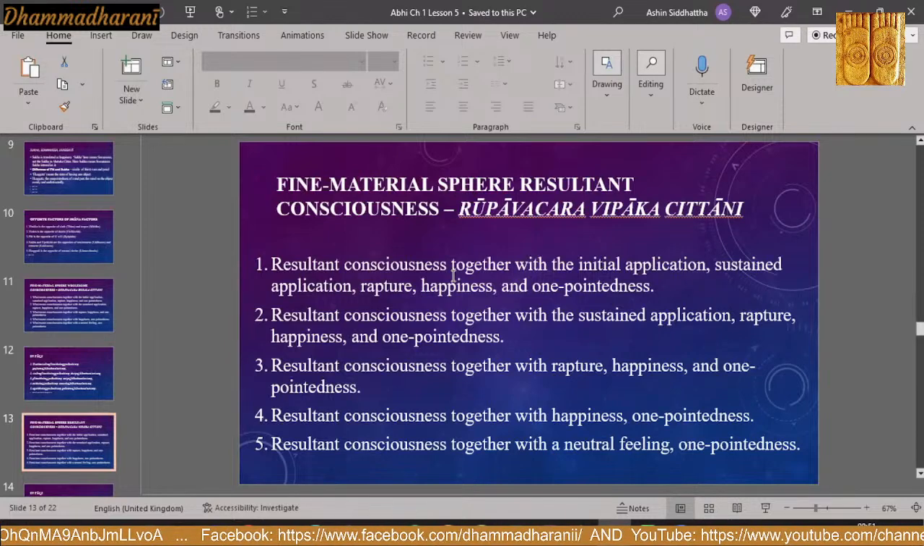Third, Rūpāvacara vipaka citta, resultant consciousness together with rapture, happiness, and one-pointedness. Fourth, Rūpāvacara vipaka citta, resultant consciousness with happiness, one-pointedness, sukha, and ekaggata. Fifth, Rūpāvacara vipaka citta, resultant consciousness together with neutral feeling, one-pointedness, upekkha, and ekaggata.